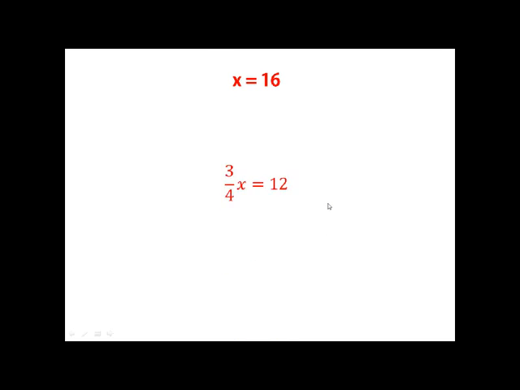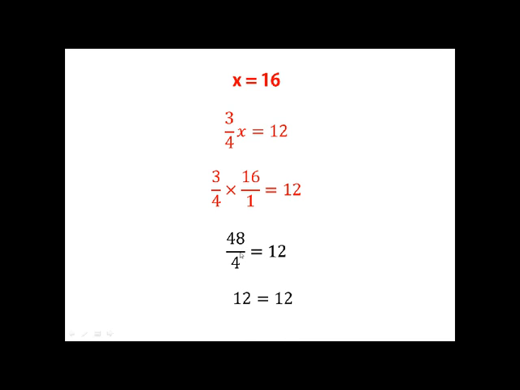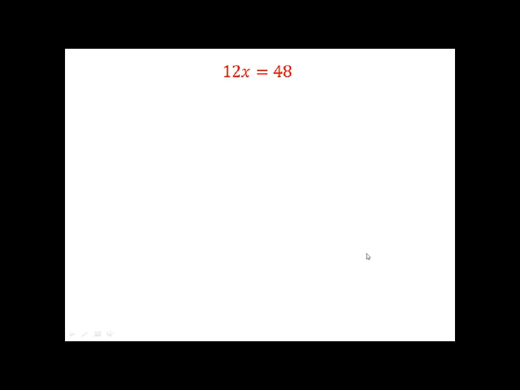Let's see if that's true. Here is x equals 16. We're going to plug 16 into our equation for x, and let's see if it works. 3/4 times 16 over 1 equals 12. Is that true? Let's see. 3 times 16 is 48. 4 times 1 is 4. Then 48 divided by 4 is in fact 12. So you would have 12 equals 12, which is true.